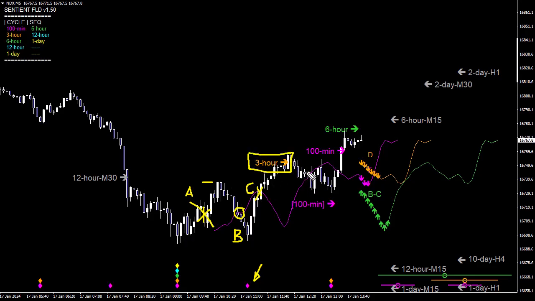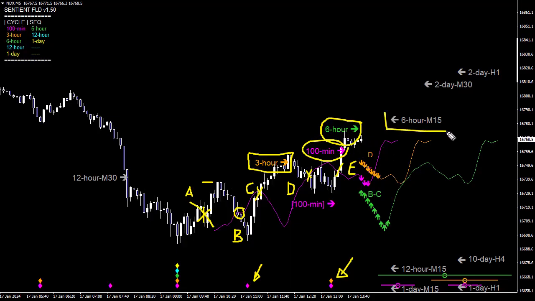and then of course price came down and crossed below the FLD on its way down to the 3-hour cycle trough. That would be a D category interaction, and then as price bounced out of our 3-hour cycle trough, we had our E category interaction. Price has now achieved the 100-minute cycle target. It still has the 6-hour cycle target just above us.